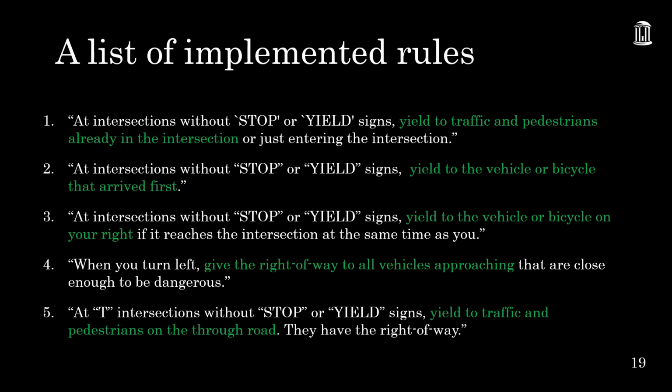Here is a list of the rules that we modeled and implemented in this project. The first 4 rules are for generic uncontrolled intersections, while the last one is only for T intersections. One notable point is that Rule 5 is incompatible with Rule 3, since the traffic on the minor road can be on the right of the traffic on the through road. Hence, applicability of a rule to a context depends on the other rules for that context. Formalization of the rules is one step towards automatically checking the internal consistency of the rules.